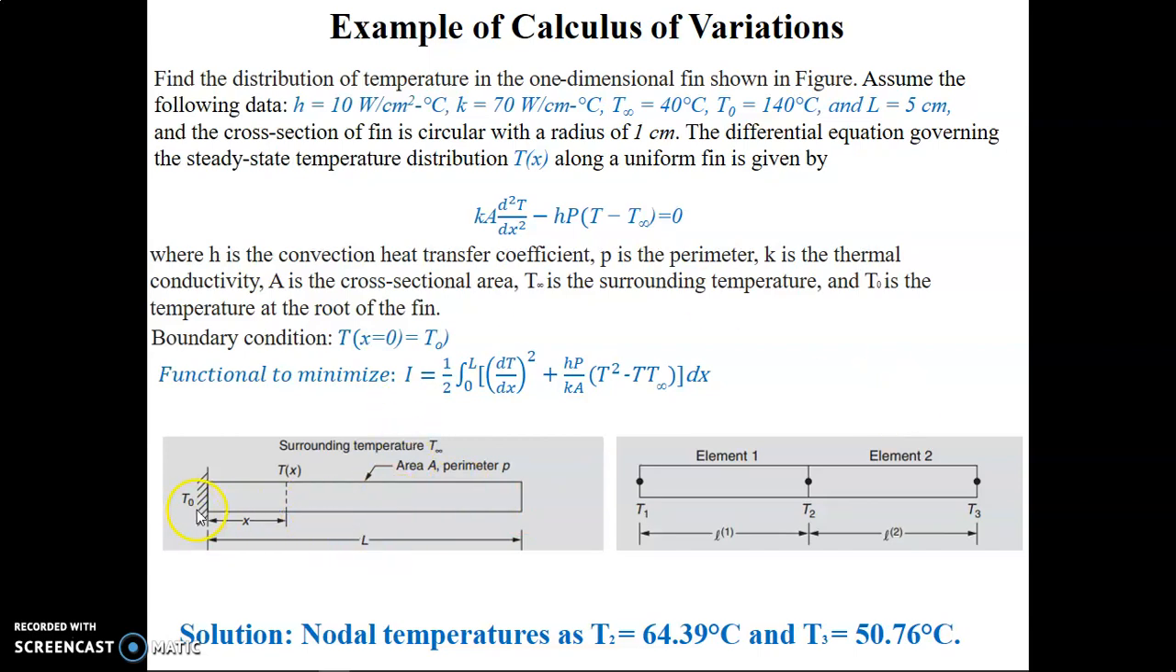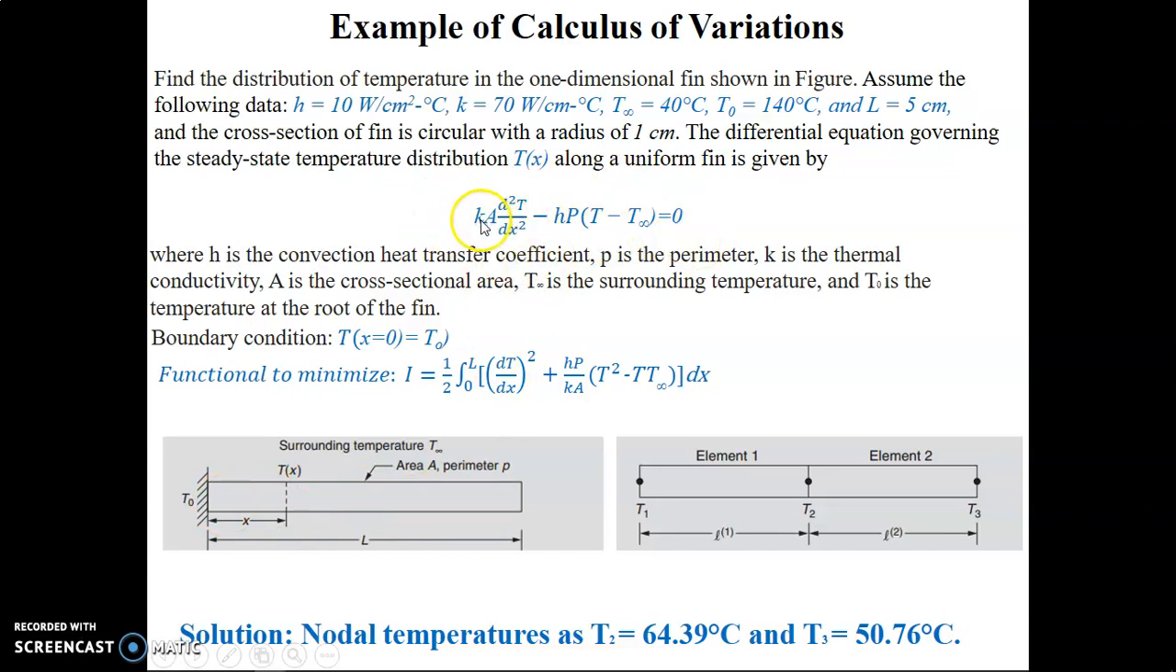The solution domain can be discretized into two elements, element 1 and element 2. Element 1 will be connected between the first node and the second node, and T1 and T2 are the temperatures at these nodes. Element 2 is obtained by connecting the second and the third node, and T2 and T3 are the temperatures at these nodes. The length of each element is the same, that is equal to L by 2 or 2.5 centimeter. The governing equation which will give the steady state temperature distribution within the film is given by this expression.